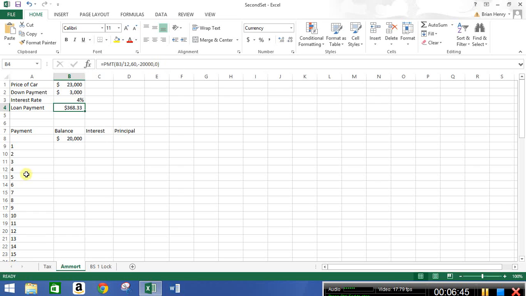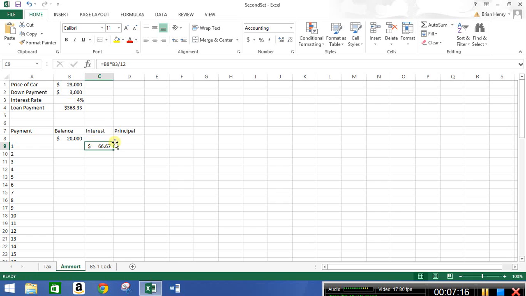Okay, my balance right now is $20,000, right? $23,000 minus $3,000. And so now I can calculate my first payment's interest. And interest is just going to be what was the balance times 1 month of interest, since each payment's going to be in a month. All right, so 1 month of interest, just like we did before, is going to be 4% divided by 12. $66.67. Okay, there's my interest payment.